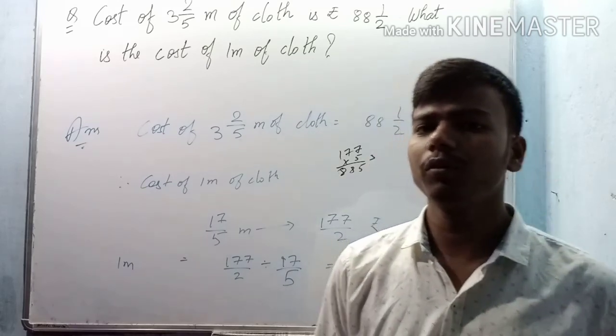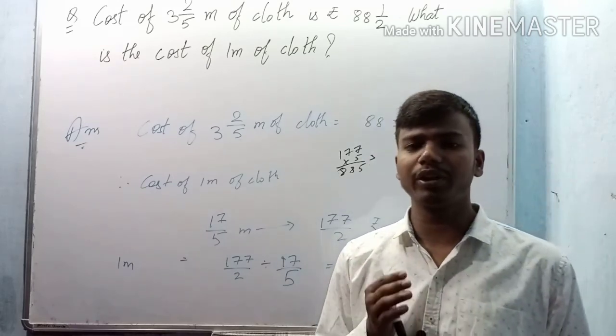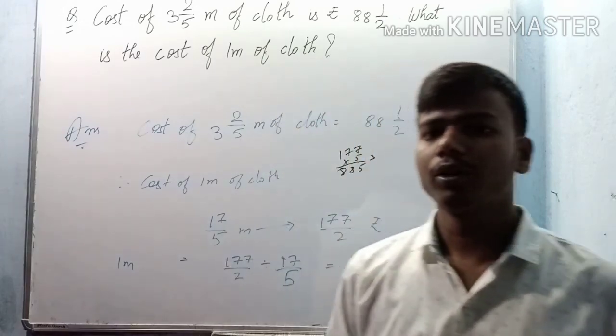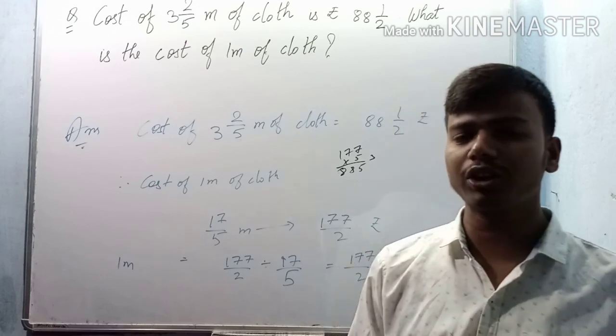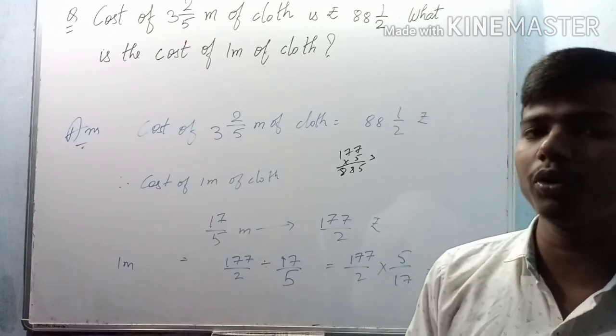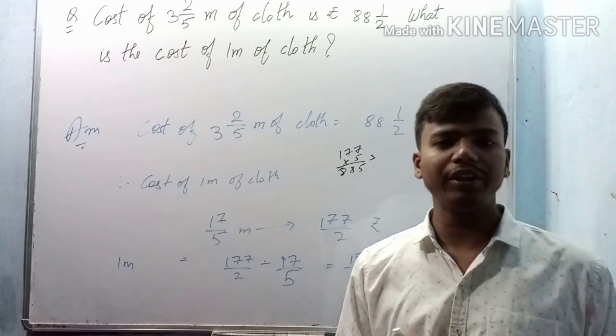In the next video, we will talk about the rational number representing in the number line. So this was the very last question. This was a very important series of the rational number chapter. So in the next video we will talk about the rational number representing in the number line.